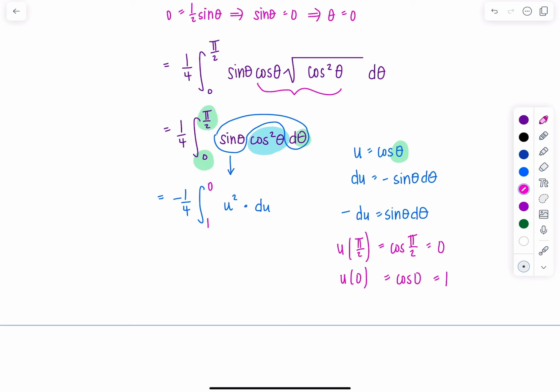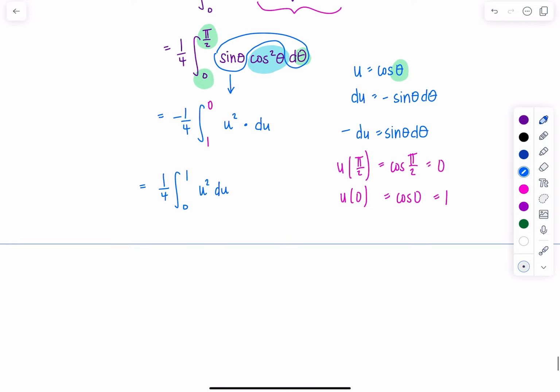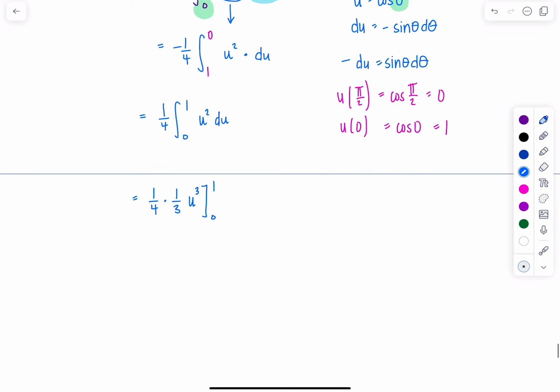Whew. Okay. I told you it was going to clean up nice. You know what I want to do, right? So badly. Switch it, make it positive 1/4 from 0 to 1 u squared du. And then now it's easy peasy to finish off this integral. You could have probably learned how to do this in kindergarten. 1/4 times. Add 1 to the exponent, so we'll have 1/3 u cubed evaluated from 0 to 1. So that's just 1/12. 1 cubed minus 0 cubed, which is 1/12.